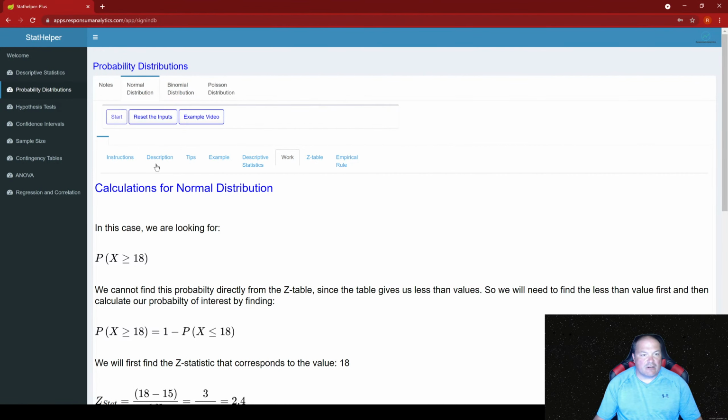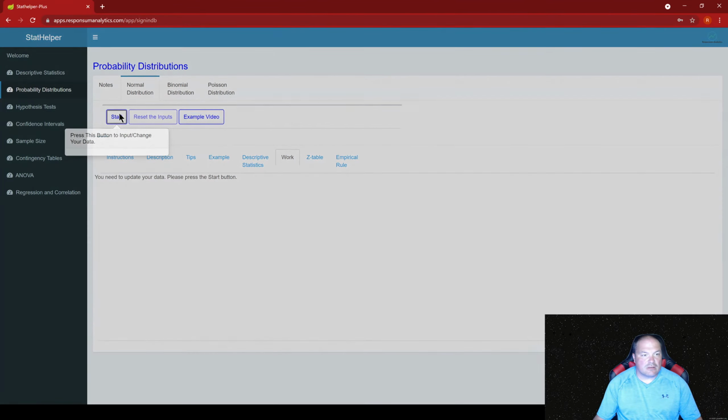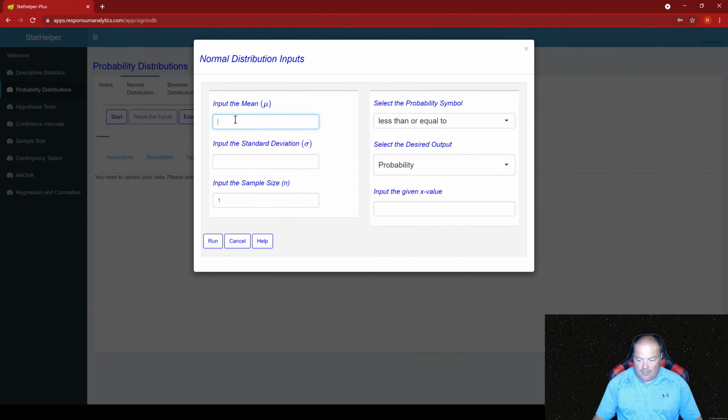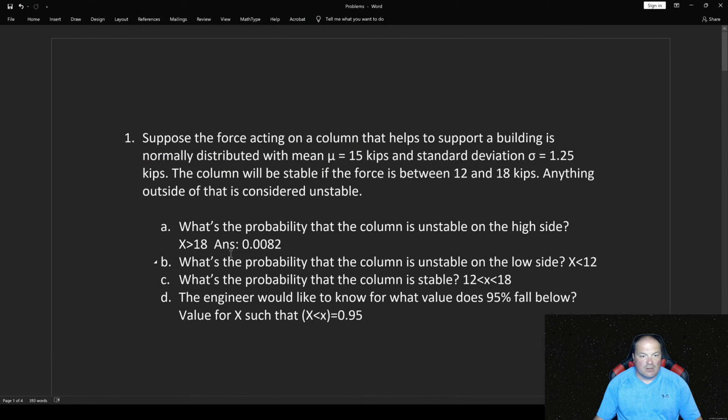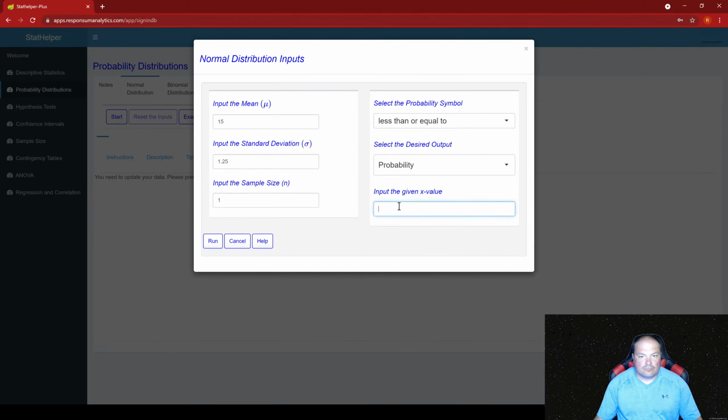We're going to come back in here. We're going to reset our inputs. We're again going to put in the mean equal to 15. Standard deviation is 1.25. Now we're looking for less than or equal to. We're still looking for probabilities, right? Because here we're looking for the probability that it's less than 12. Basically everything's the same here, except now instead of looking at greater than, we're looking at less than. And less than problems are usually a lot easier because you don't have to deal with subtracting 1 or anything like that. It should come out directly.